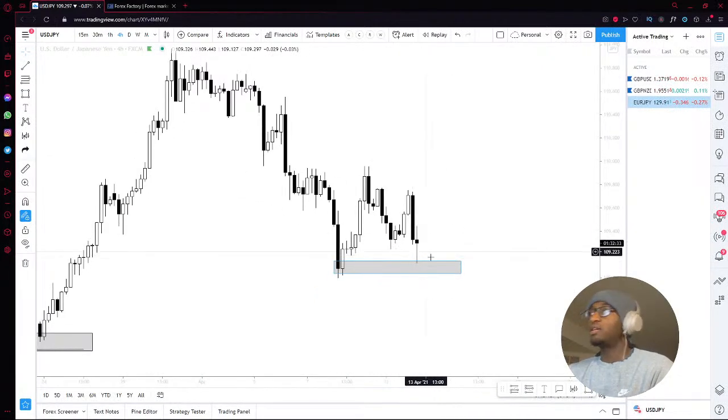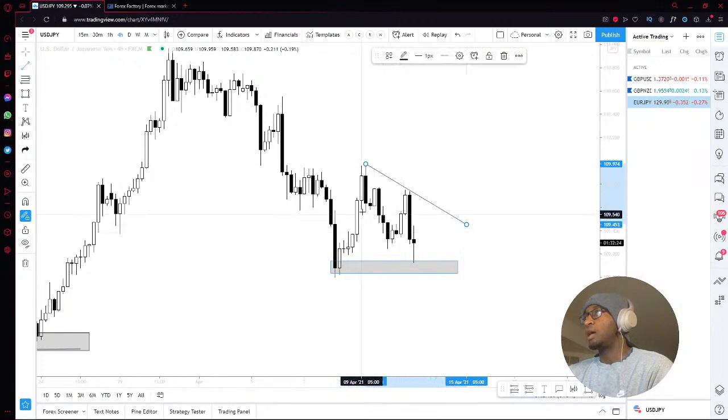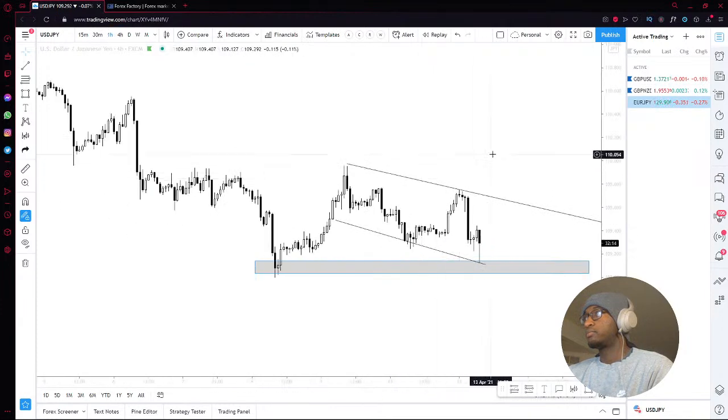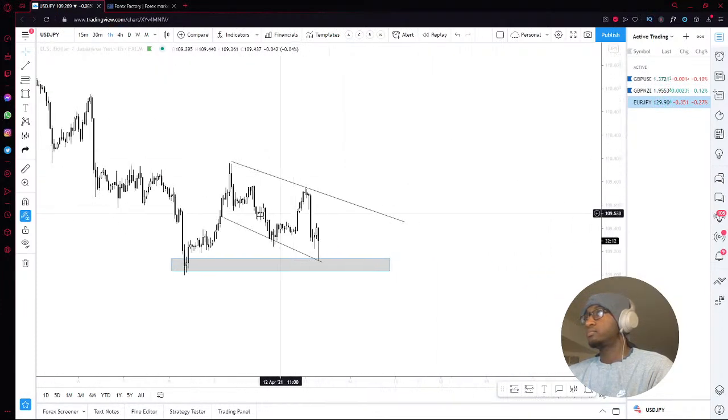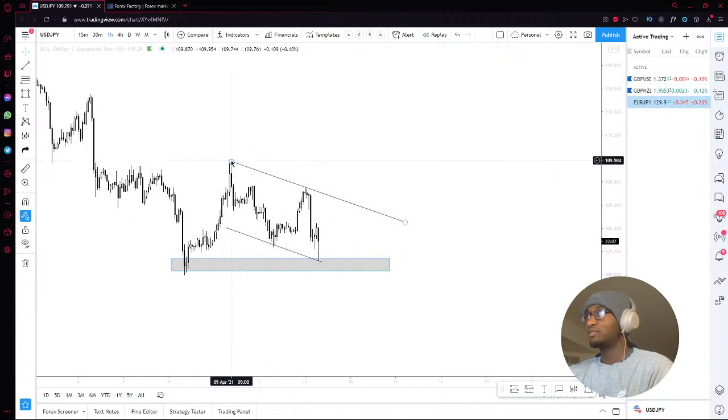So price has held true to this level. It hasn't broken through it just yet. Yesterday I said look for price to actually push up after hitting this level here, and it looks like it just hit it. Is that a bit of a stretch? I don't think so.